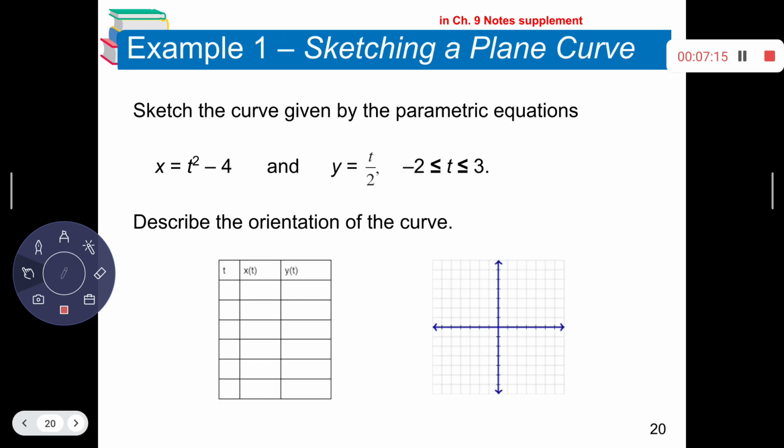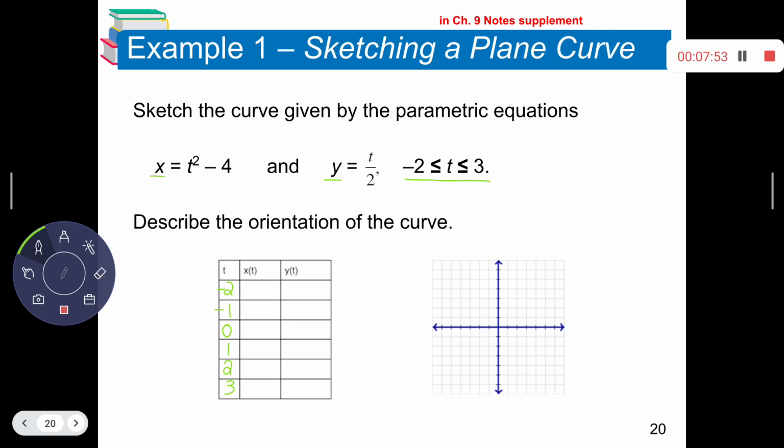Okay, example 1 is in your 9-4 note supplement. It says sketch the curve given by the parametric equations. This is our x position, this is our y position, and we're looking for a graph between the times of -2 and 3. So we're going to do a table of values, and it is going to have 3 columns. t is going to be our input, so we're going to do the times between -2 and 3.